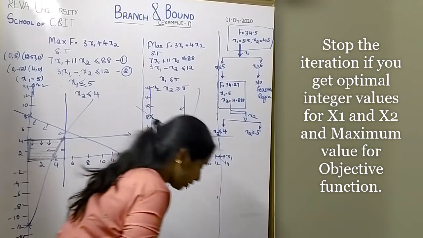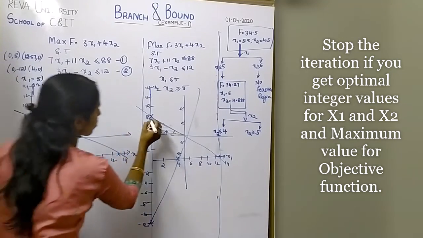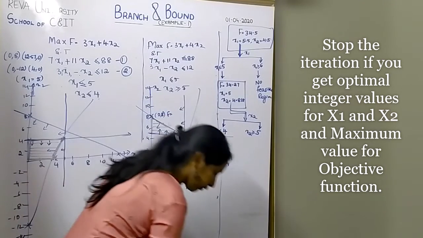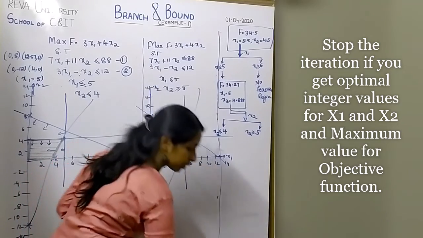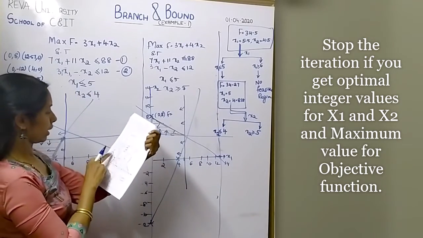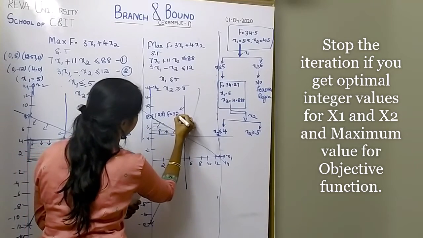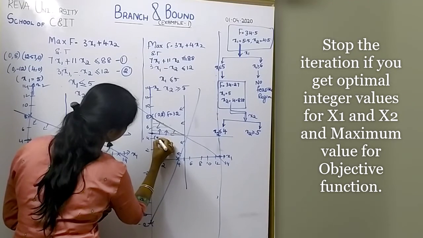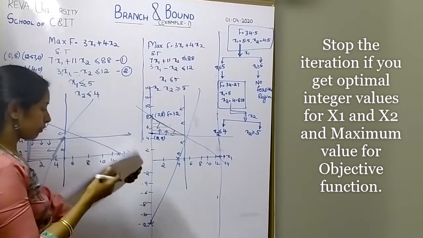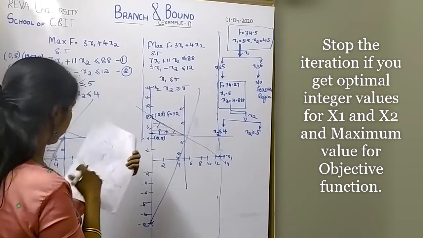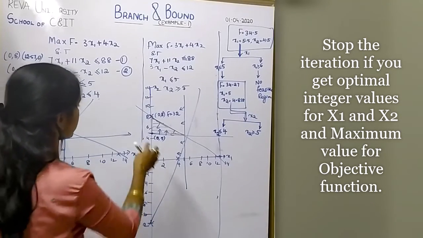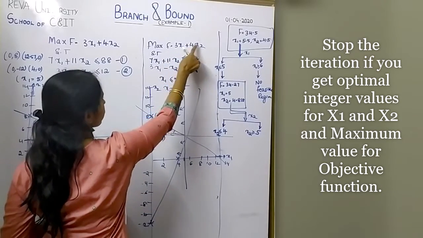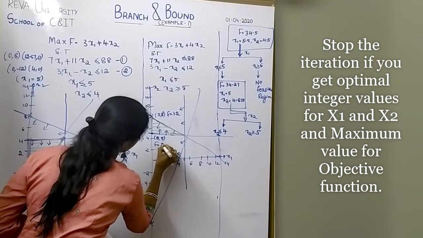Okay, find out the values. So what is the point here? It's 0, 8. What is the objective f value for 0, 8? The f value we have calculated already is 32. Here it is 0, 5. For 0, 5, just substitute: x1 is 0, x2 is 5, 4 5s are 20. So f is equal to 20.